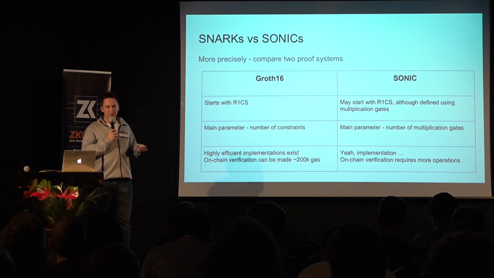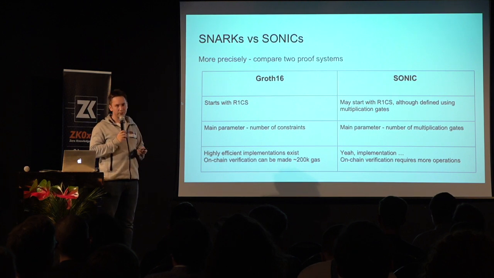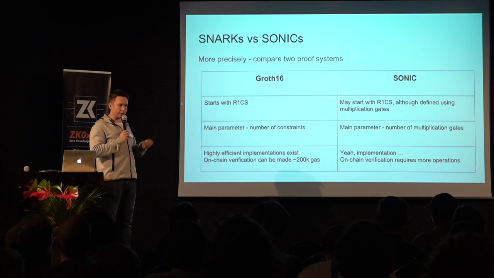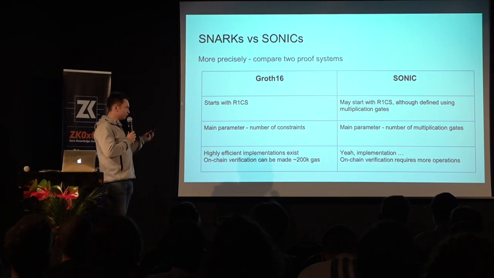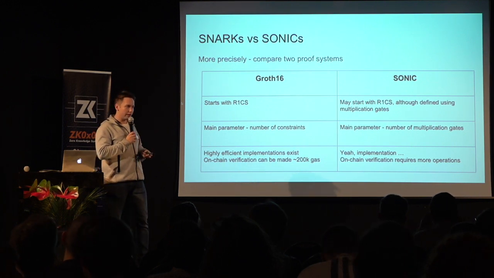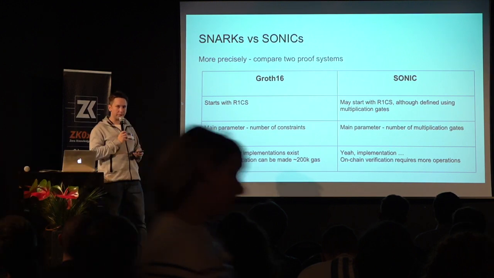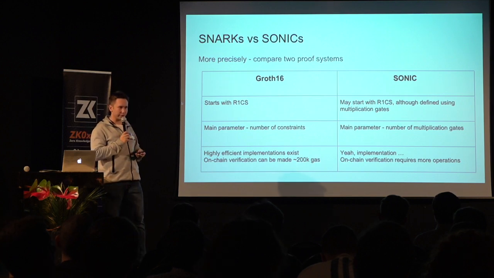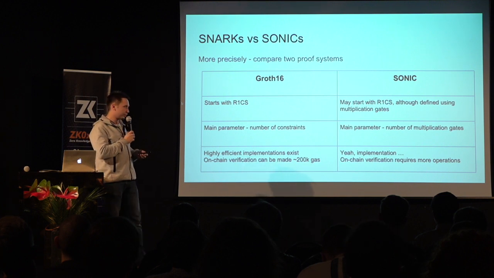So both of these proof systems can potentially start from a rank 1 constraint system. Also, Sonic uses multiplication gates and linear constraints in their paper and in the description, but they can all start from R1CS and those can be reduced. The main parameter for Groth16 is just the number of constraints, as many people are familiar with. For Sonic, the paper describes that the most important parameter is the number of multiplication gates. Actually, the number of linear constraints is also important. So here you have to care about more numbers.